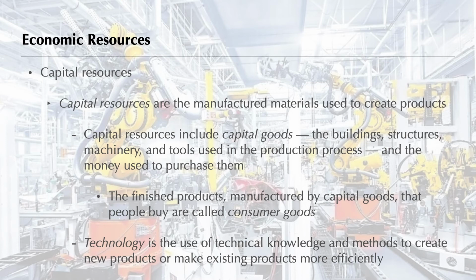Technology is the use of technical knowledge and methods to create new products or make existing products more efficiently. For example, advances in computer technology have dramatically changed how work is done. In some highly automated plants, computers direct production by issuing electronic instructions to robots on assembly lines.